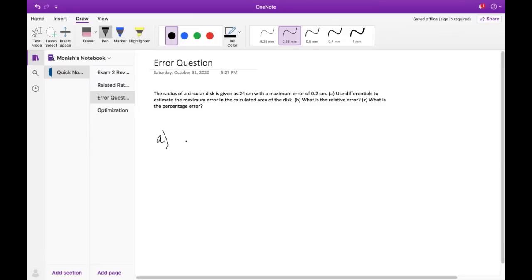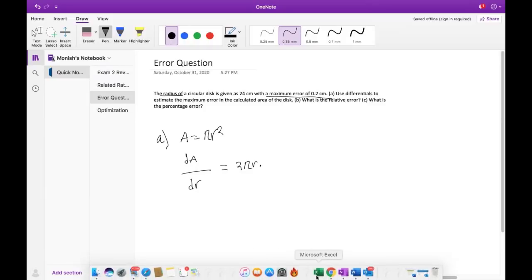So the first thing we're going to have to do is set up an equation for area, because that's what it's asking us for. So pi r squared. Then we're going to take the derivative with respect to the radius, because the radius is the one that's going to have the error associated with it. So we get 2 pi r, and that's it. dA over dr is 2 pi r.